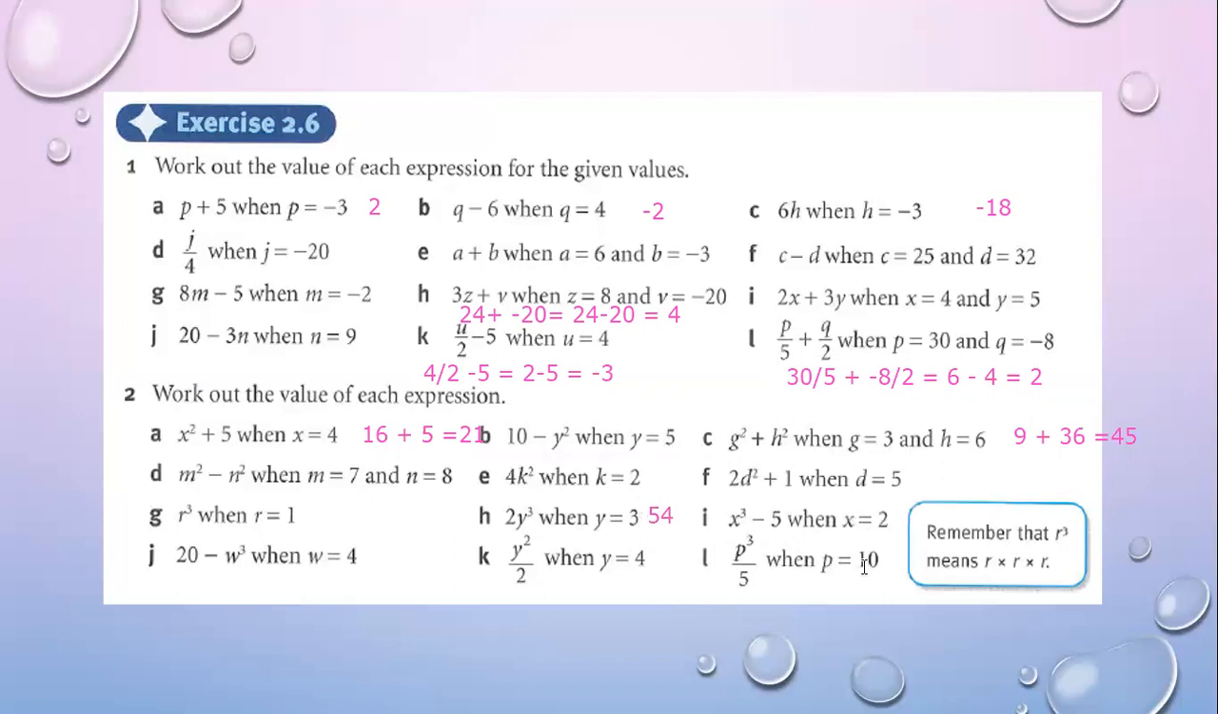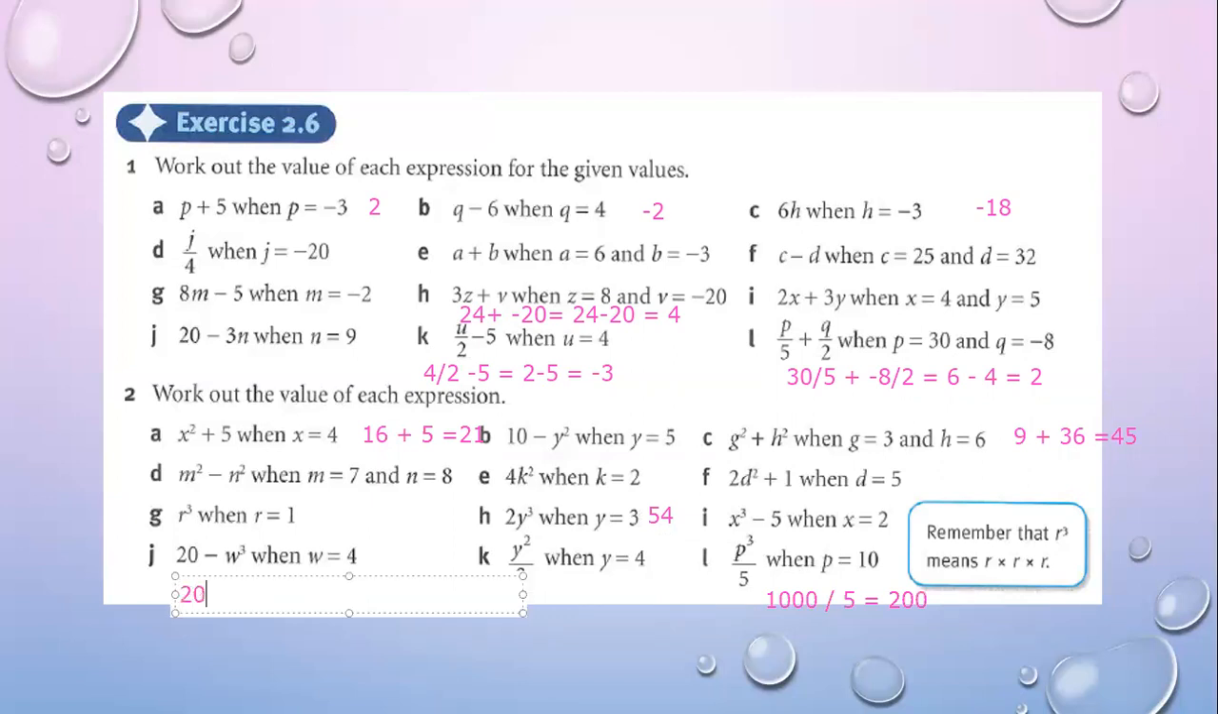p cube is 1000, divided by 5, so that is equal to 200. So likewise you are solving all the parts. Here I also solved this part.